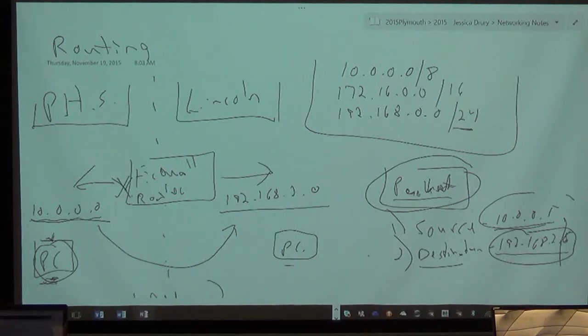You have to have the subnet mask, otherwise it can't communicate. But the importance of the subnet mask is that it tells you what your network address is. When you compare the IP address to the subnet mask, just like we did over here, it tells you what your network address is.